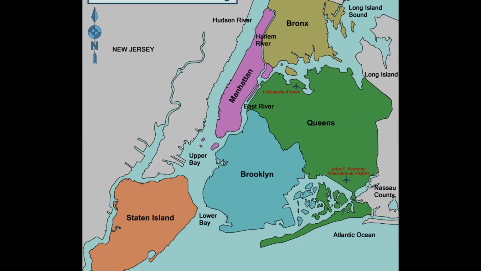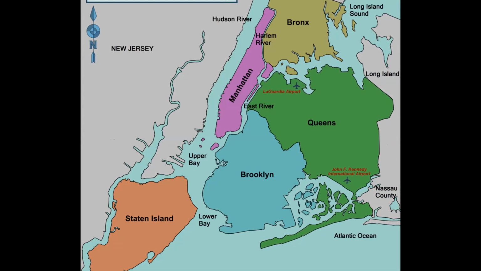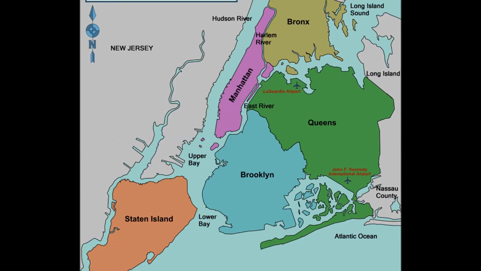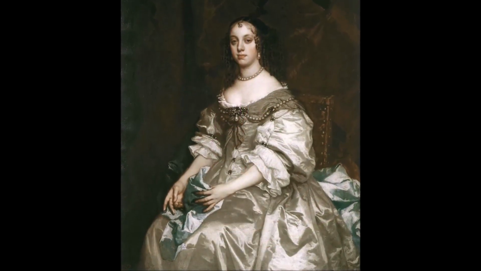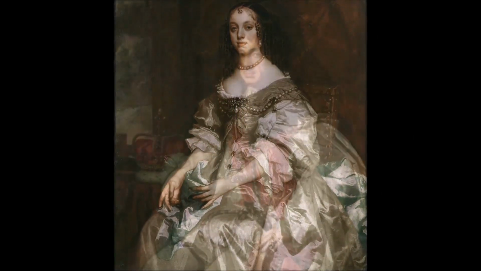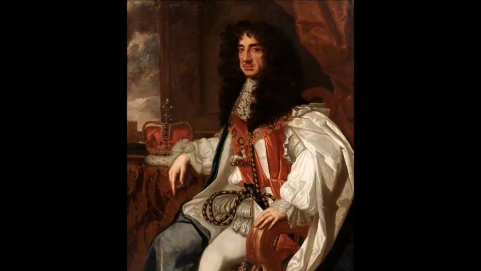The Bronx is the only borough on the mainland. Manhattan and Staten Island are surrounded by water, while Queens and Brooklyn are part of Long Island. Queens, named for Queen Catherine, the wife of English King Charles II, is the largest of the 5 boroughs.